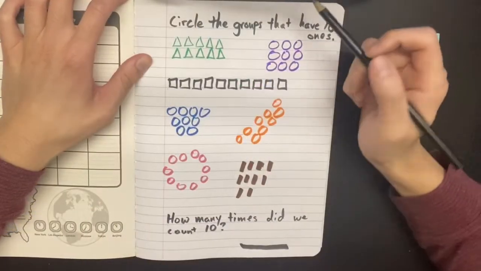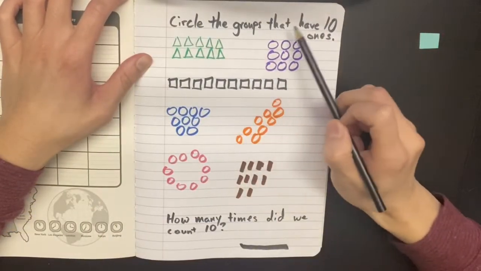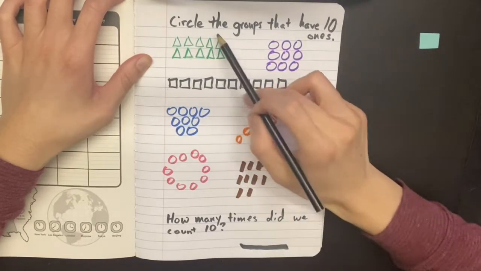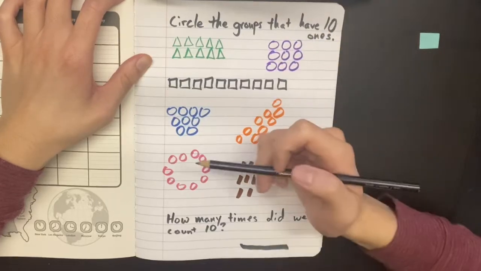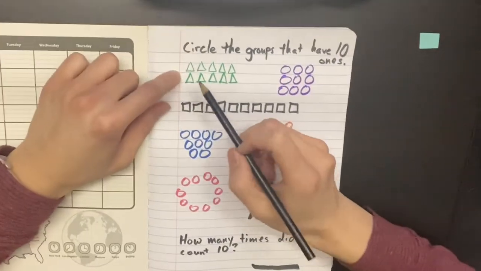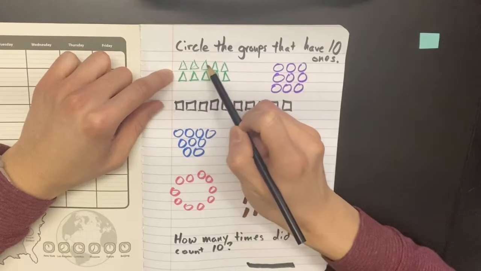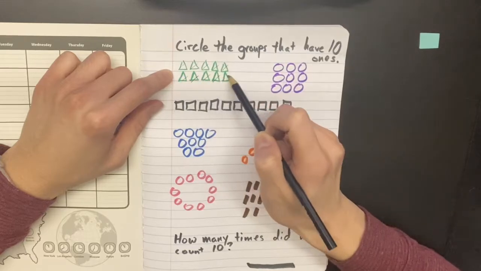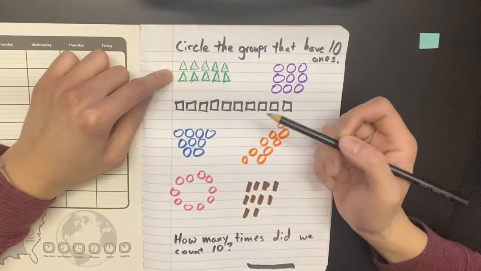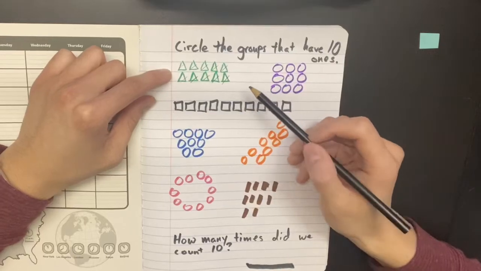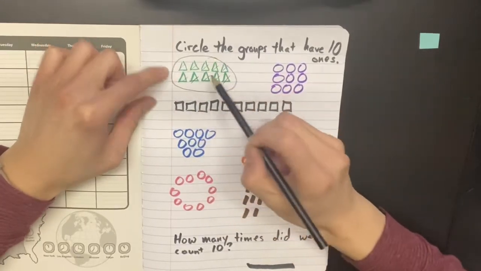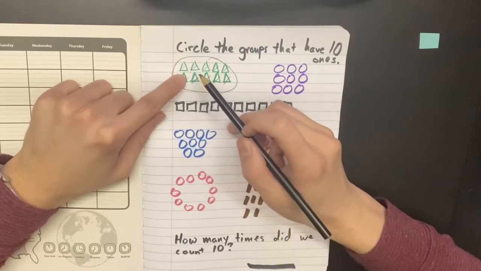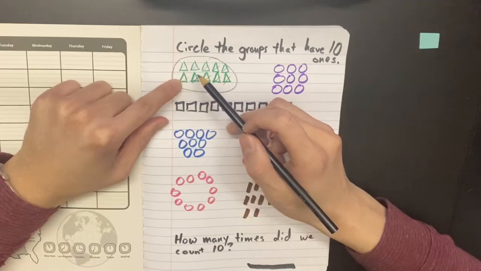All right. Now we're going to circle the groups that have 10 ones. Okay, so I'm going to need your help counting these, and we're going to circle the groups that have 10 ones. So let's start counting with the triangles. See, we got 1, 2, 3, 4, 5, 6, 7, 8, 9, 10. Did that one have 10? Yeah, so what am I going to do? Circle it. All right. So if you see, I crossed them out. Well, it's kind of hard to see a little bit, but I crossed them out to help me keep track of which ones I counted and which ones I didn't count, okay?